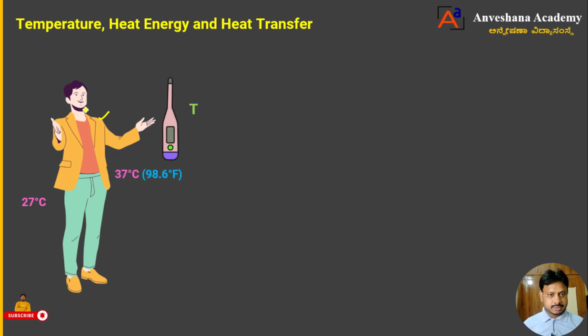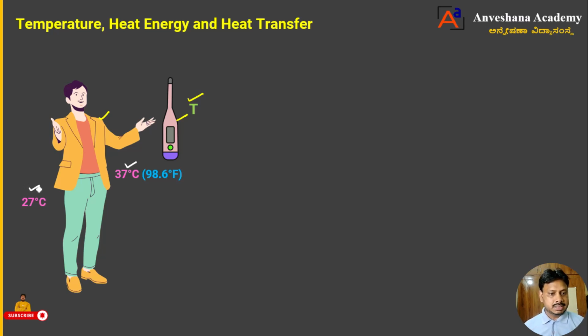Then what is temperature, dear students? Measuring whether a body is hot or cold is temperature. With the help of a thermometer I can check whether it is hot or cold. That is nothing but temperature. Generally, taking a human as an example, the temperature of the human body is 37 degrees Celsius. So we are measuring whether it is hot or cold, that is temperature. Suppose the ambient temperature is 27 degrees Celsius.